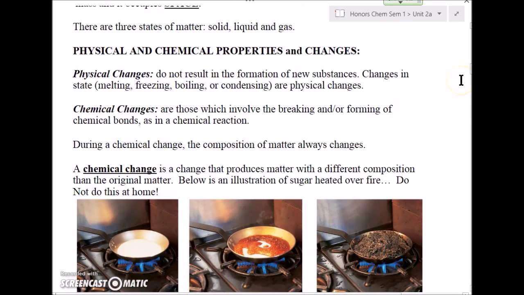Physical and chemical properties and changes. Again, this should be information that you are very, very familiar with, but sometimes we just need a refresher. Physical changes do not result in the formation of a new substance. For example, if I had some solid water, and I added some heat to it and made it into liquid water, and then added even more heat to it and changed it into a vapor, is it still water in all three of those states? Yeah. So that is, by definition, a physical change. It doesn't change regardless of what I'm doing to it.